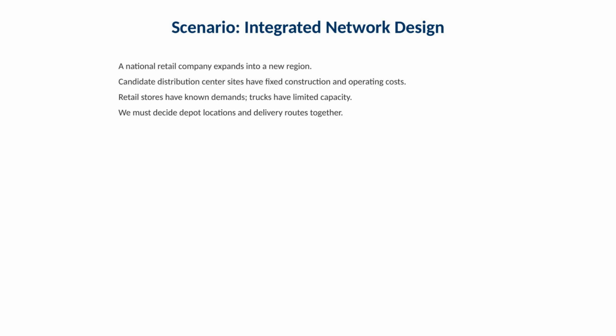The scenario is a national retail company expanding into a new region. The company has multiple candidate sites for distribution centers, each with a fixed construction and operating cost. Retail stores have known demands, and the company uses delivery trucks with limited capacity. The location routing problem asks you to choose the depot sites and the routes in one integrated plan.